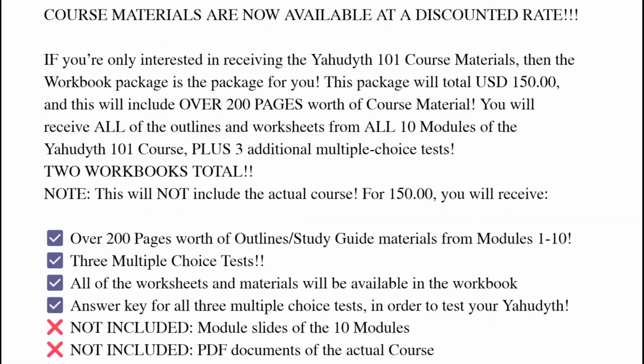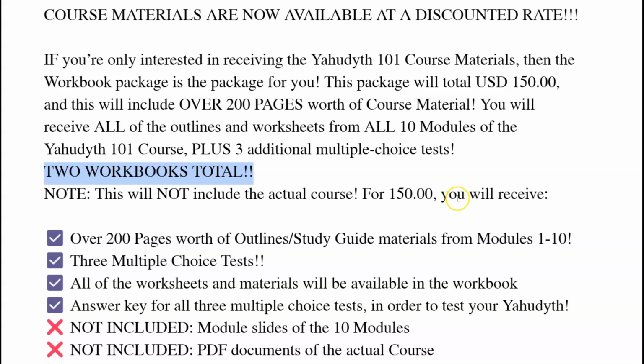Also, for those of you who are just interested in the course materials at a discounted rate, you can now receive that. So if you're only interested in receiving the Yahudyth 101 course materials, then the workbook package is the package for you. This package is $150 and will include over 200 pages worth of course material. You will receive all of the outlines and worksheets from all 10 modules of the Yahudyth 101 course, plus 3 additional multiple choice tests. So you will receive 2 workbooks total. However, this will not include the actual course.